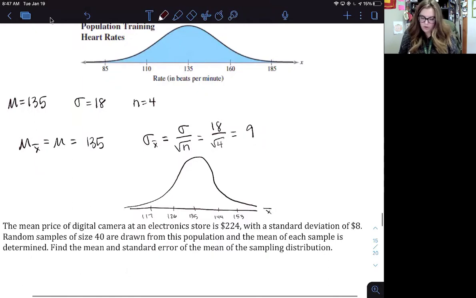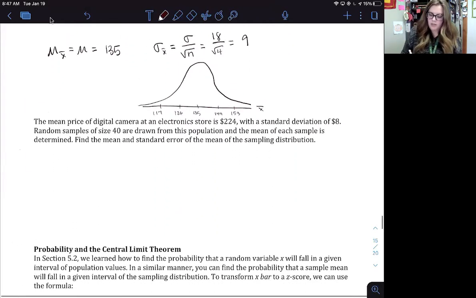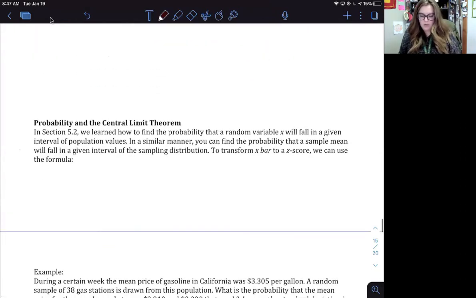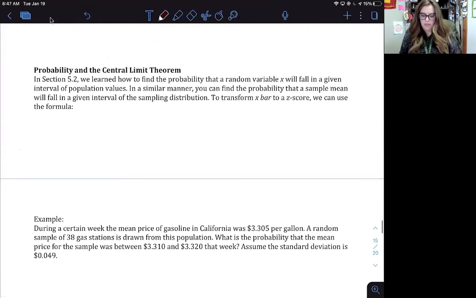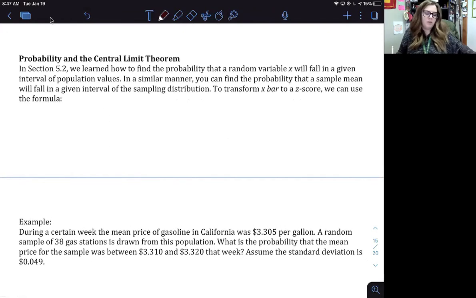All right, so I want you to try this next example where you're finding the mean and the standard error of the mean of the sampling distribution. All right, so now we can go an extra step and find the probability using the central limit theorem. In 5.2, we learned how to find the probability that a random variable x will fall in a given interval of population values. In a similar manner, you can find the probability that a sample mean will fall in a given interval of the sampling distribution.